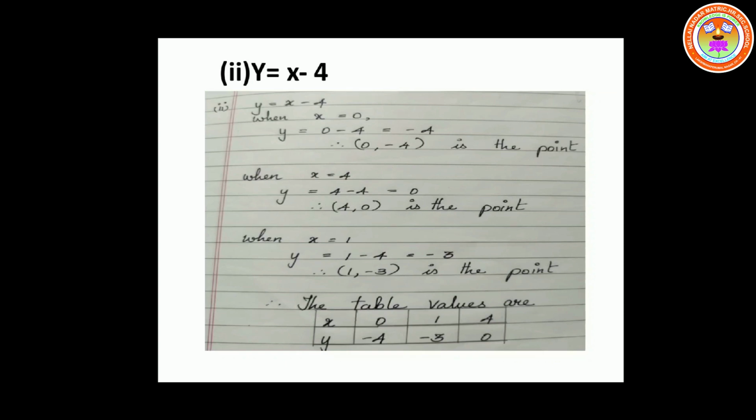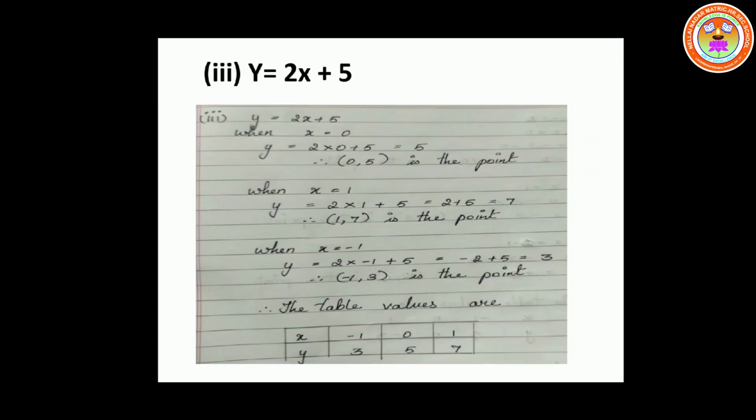So the table values are given as x and y. When x is 0, y is minus 4. When x is 1, y is minus 3. And when x is 4, y is 0. So this is the table value for the second sum.